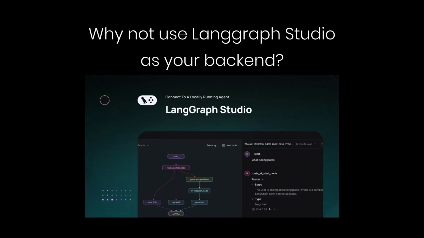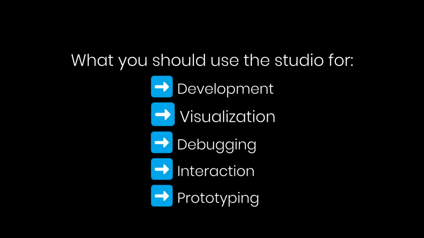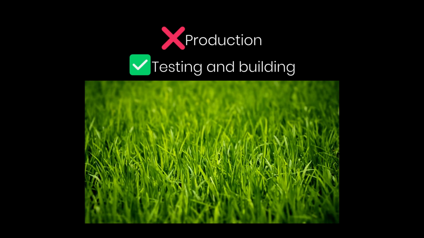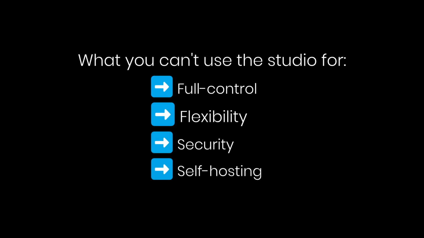So let's start by answering the big question: why not just use LangGraph Studio's API that is exposed for you when you run LangGraph CLI? This is a very great question and I totally get the temptation, but here's the thing. LangGraph Studio is awesome for development, visualization, debugging, interaction, and prototyping. It's like your playground where you can visually build and test your graph, but for production, it's a big no. When you need control, flexibility, security, and something you can deploy on your own infrastructure, you should always consider a custom backend. Now let's quickly talk about the two main dependencies that we'll be using today.